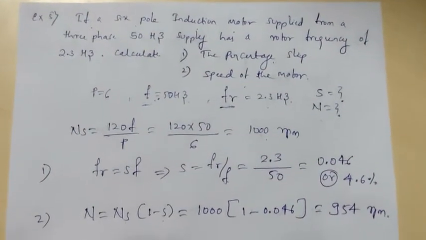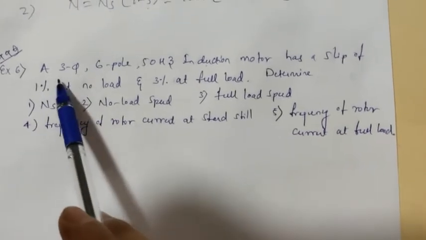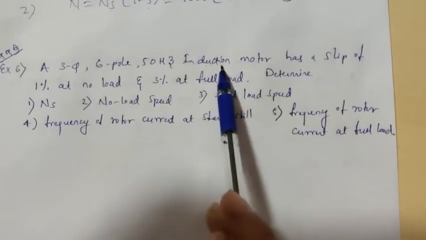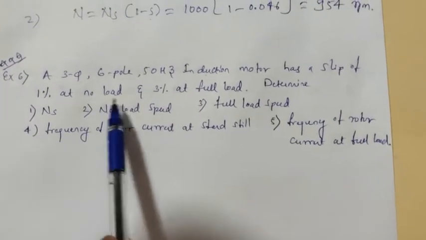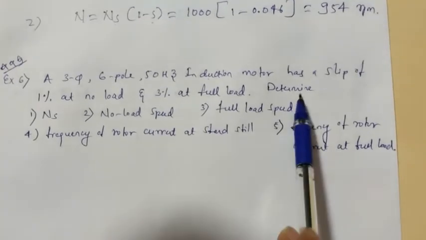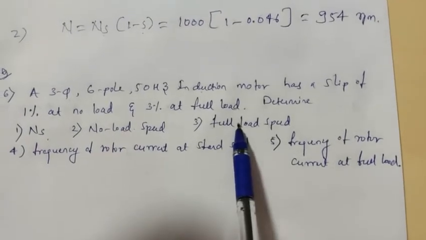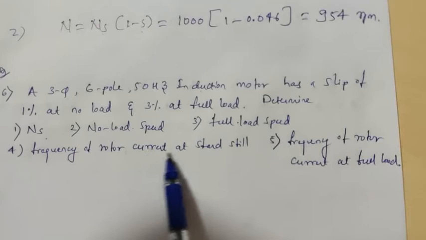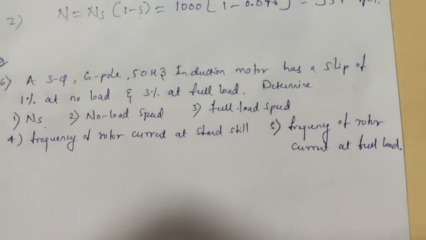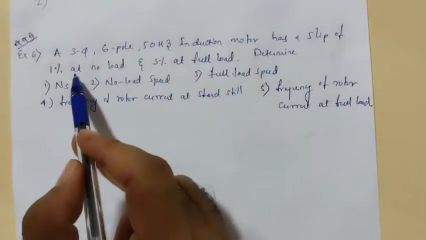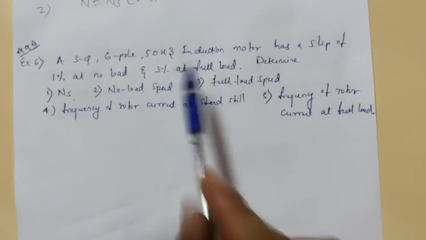Okay, the next problem is very important. A 3-phase 6-pole 50 Hz induction motor has a slip of 1% at no load and 3% at full load. Determine the synchronous speed, no load speed, full load speed, frequency of rotor current at standstill, and frequency of rotor current at full load. So there are two slips given: slip at no load 1%, slip at full load 3%.